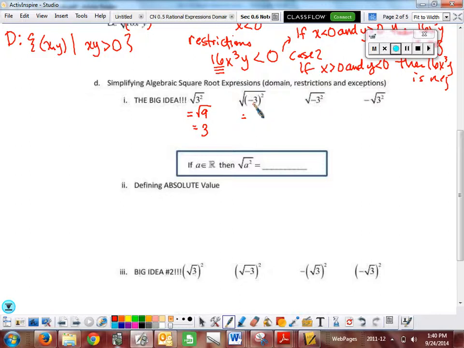Square negative 3, which is 9. And I get 3. Same answer I got in the first one. However, what if I had this?